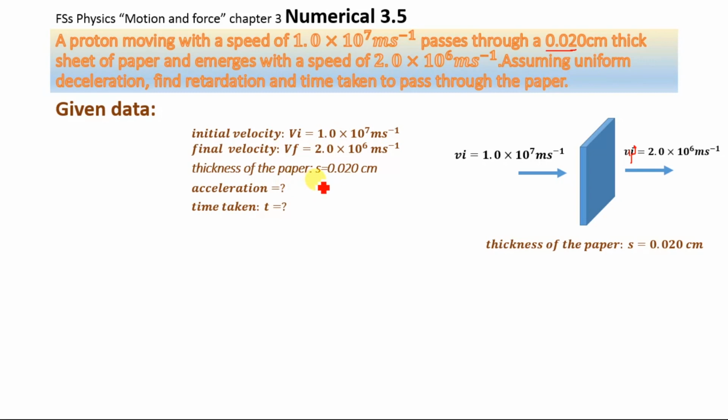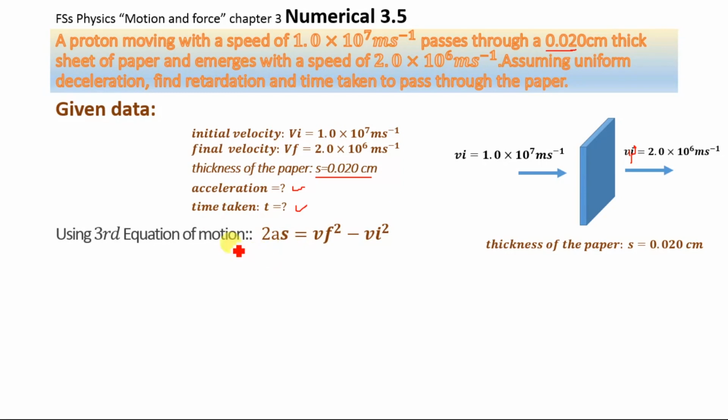The thickness of the paper is S equal to 0.020 centimeter. So this will be the distance the proton will cover. We are going to calculate the acceleration, which is actually the deceleration, by which the velocity of the proton decreases, and the time taken by the proton to cover this 0.020 centimeter displacement.